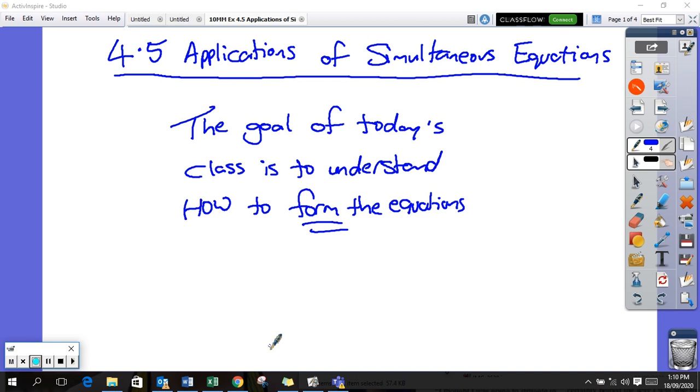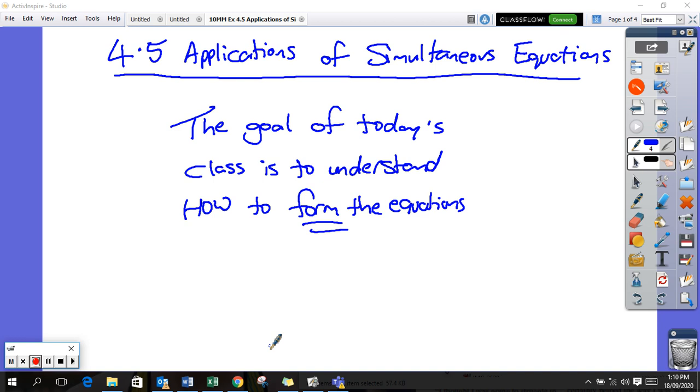Okay, you're going to get practice solving the equations today. But the goal of today's class is for you to emerge with an understanding of how to form the equations. Forming the equations is the key. You need to form the equations.